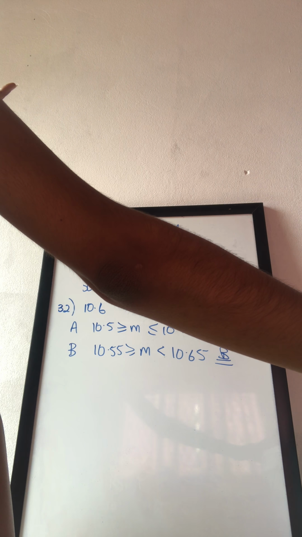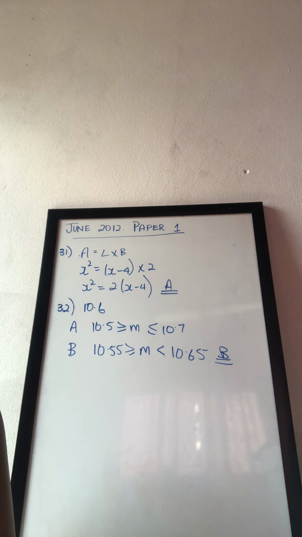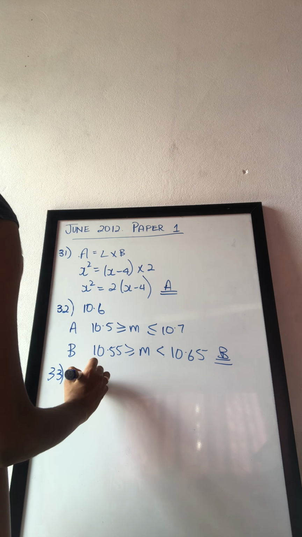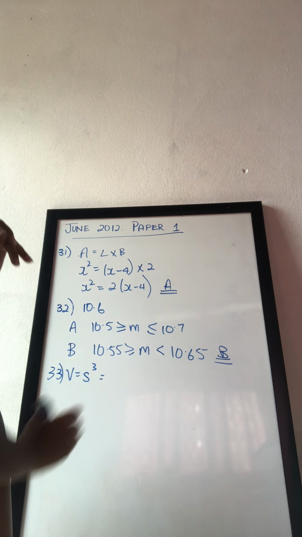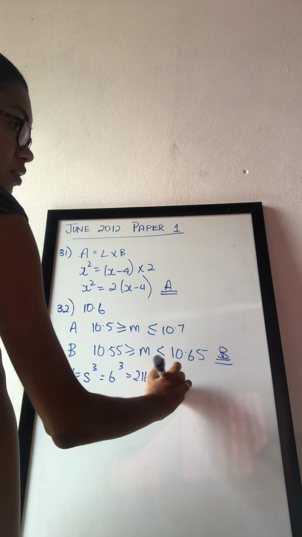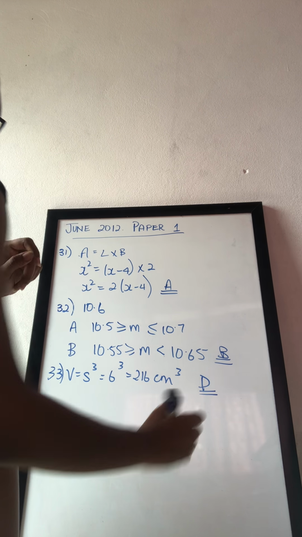Now for 33, the volume of a cube whose edge is, alright, so we know that volume of a cube is side cubed. The side is 6, and 6 cubed is 216 centimeters cubed, which is G.